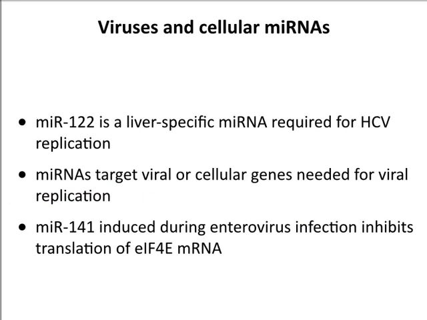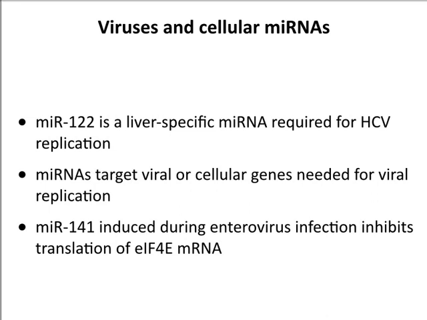So cellular microRNAs can impact virus infection. There's actually a very interesting example of a liver-specific microRNA that's required for hepatitis C virus replication. So most of the time we think of microRNAs as inhibiting viral replication. In this case, the microRNA is needed, and that may explain why the virus replicates preferentially in the liver. Many microRNAs in our cells regulate virus infections by targeting genes that the virus requires for replication. We'll talk more about this in the immune response lecture.